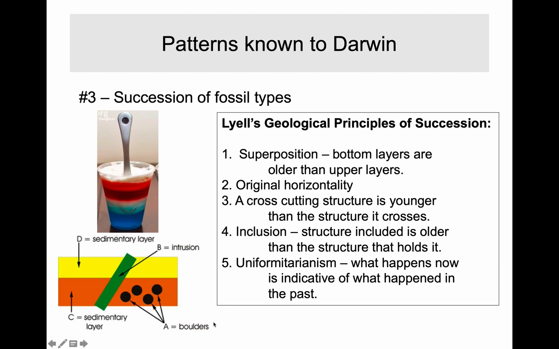And just to do a quick run through, here you have this intrusion that cross cuts these two layers, and that would mean that intrusion B is what? Older or younger? Think about it for a second.